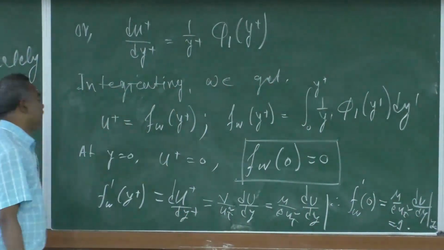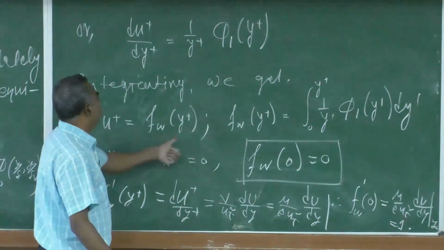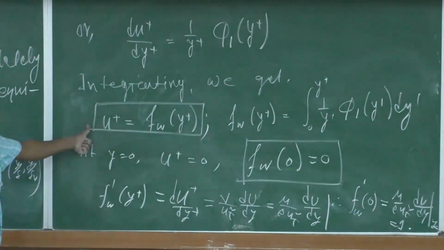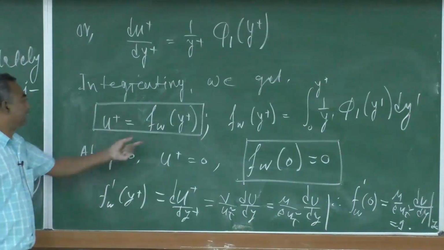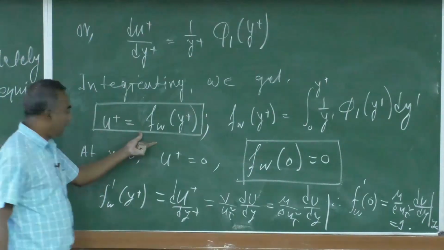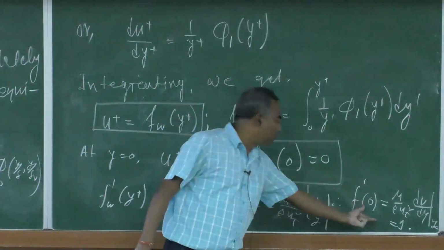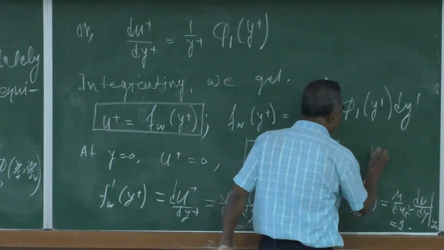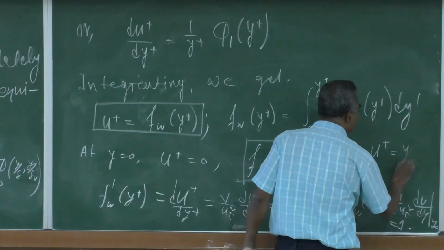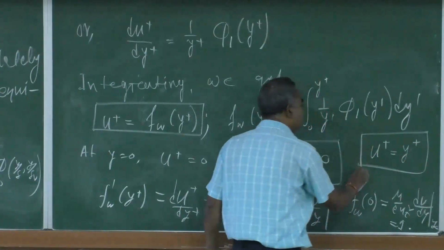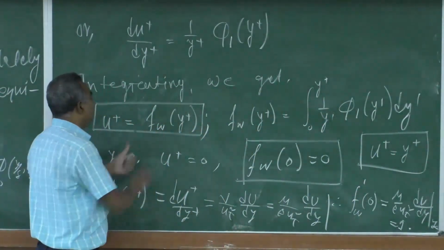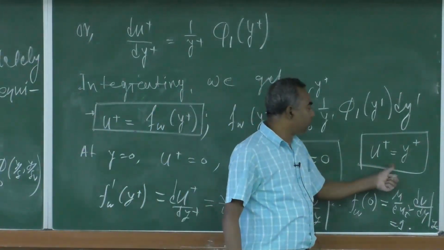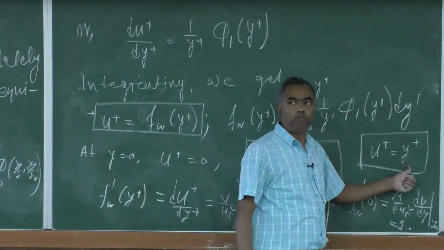So, this particular quantity very close to the wall can be expanded using a Taylor series, and we can use these two values to find one very important result very close to the wall. This particular relation, very close to the wall, becomes u plus equal to y plus, which is known as the law of the wall.